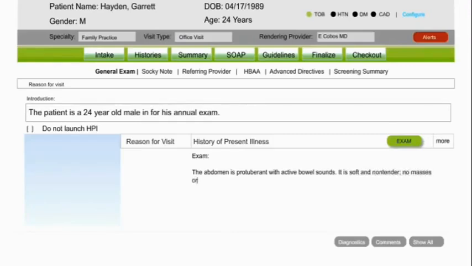The abdomen is protuberant with active bowel sounds. It is soft and non-tender. No masses or hepatosplenomegaly. The liver span is 7 centimeters and in the right MCL. The edge is smooth and palpable 1 centimeter below the right costal margin.